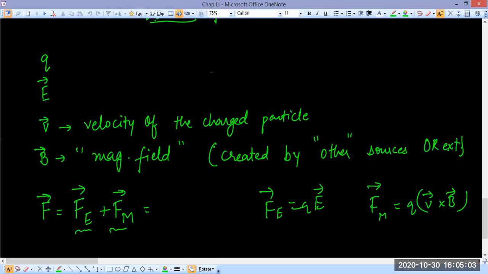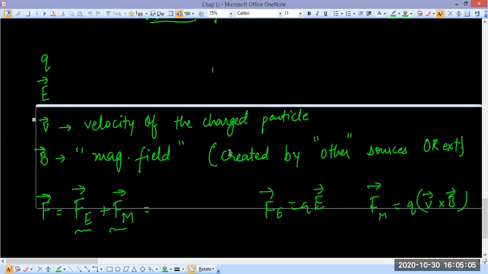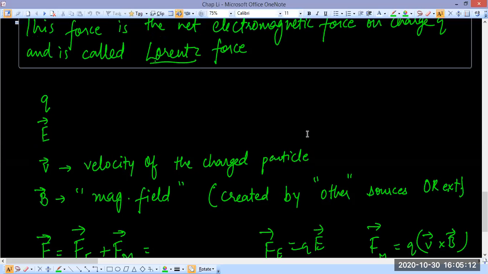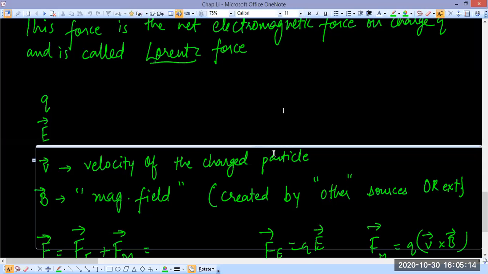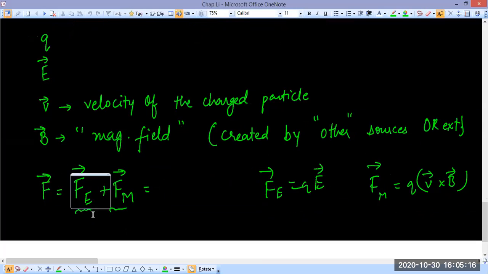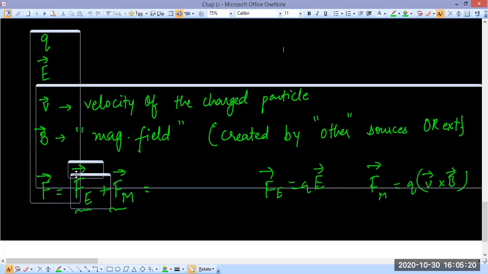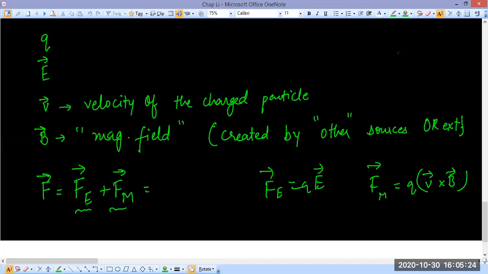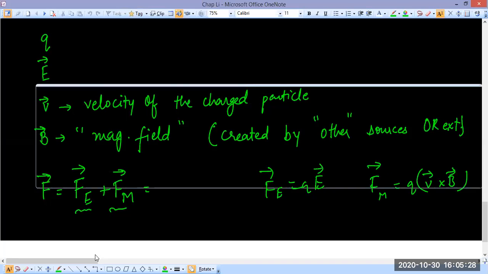So yesterday we were talking about this Lorentz force, which is actually the electromagnetic force that acts on a charged particle in a magnetic field, right? So we divided it, or we thought of it, in two parts. One is the electric force and the other is the magnetic force, right? So one is due to the electric field, the other is due to the magnetic field B, right?